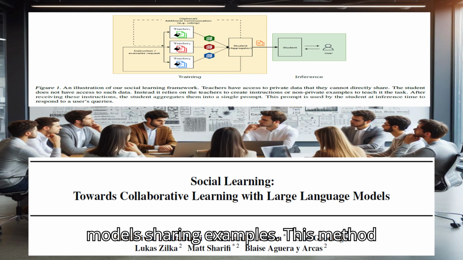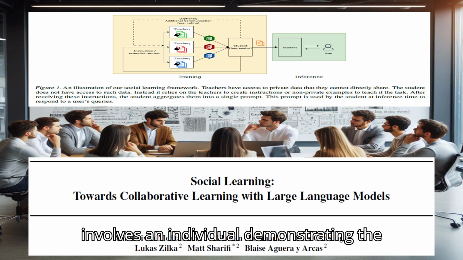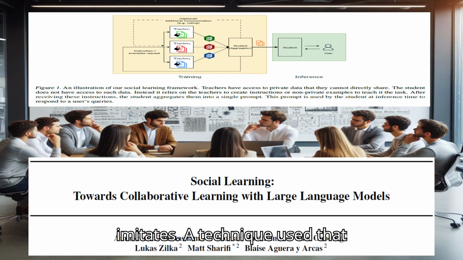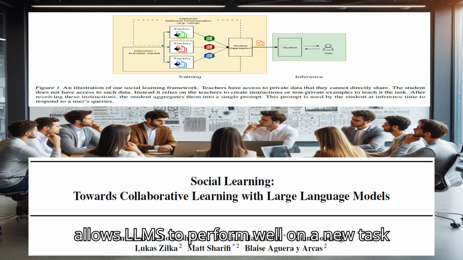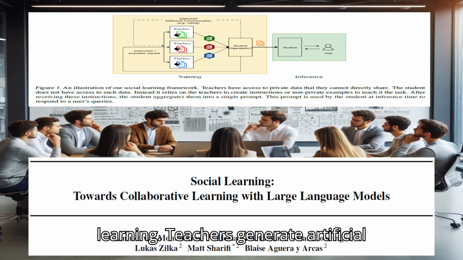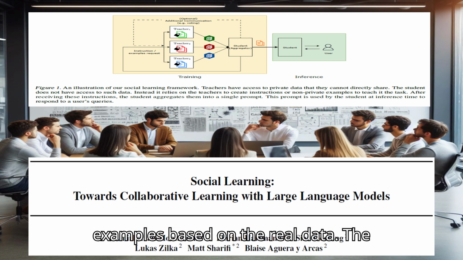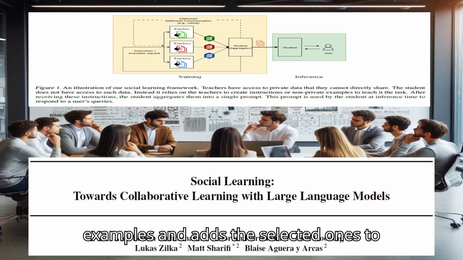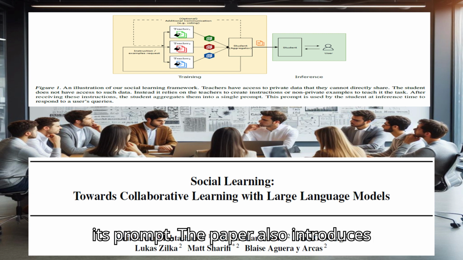Live models, sharing examples. This method involves an individual demonstrating the desired behavior, which the learner then imitates. A technique used that allows LLMs to perform well on a new task is including examples of that task in the prompt, a technique called few-shot learning. Teachers generate artificial examples based on the real data. The student then selects from the generated examples and adds the selected ones to its prompt.